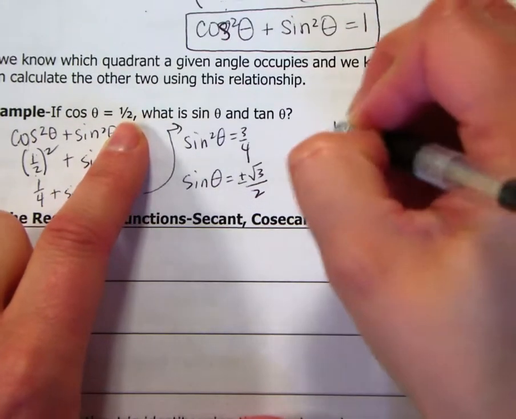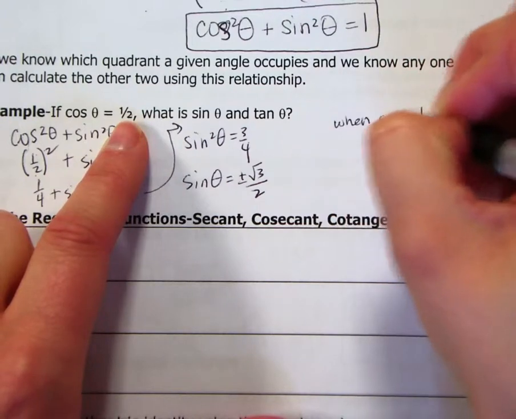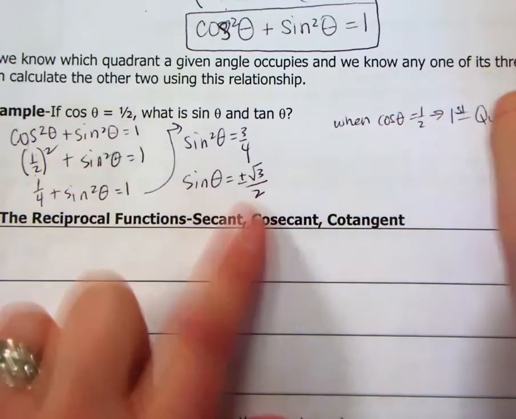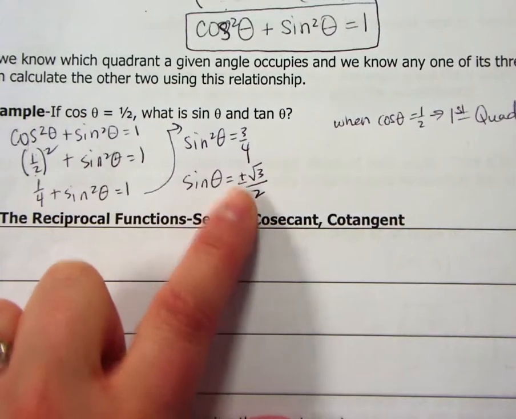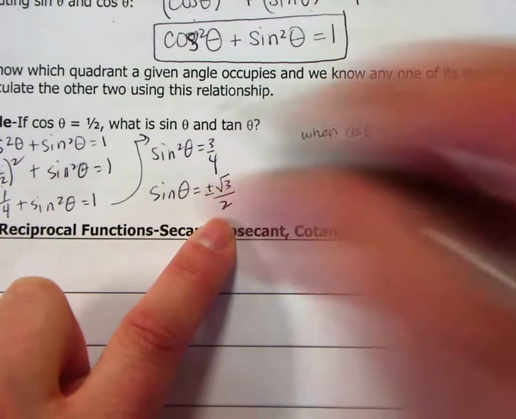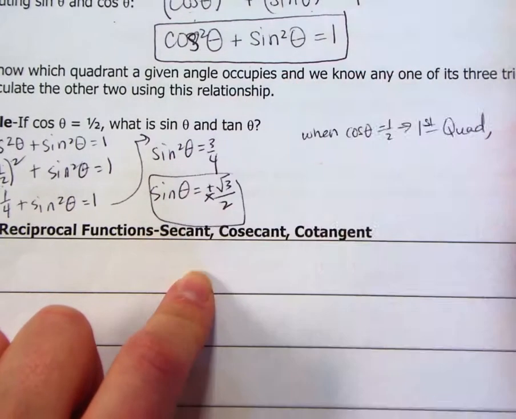All right. So I'll just make a note here. When cosine of theta is equal to 1/2, that means we're in the first quadrant. So is sine positive or negative in the first quadrant? Positive. So we take out that negative. It's just the positive answer.